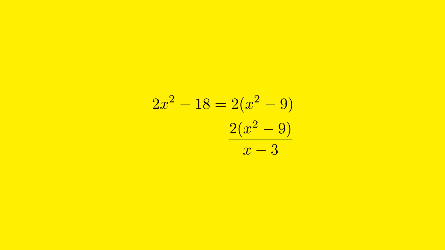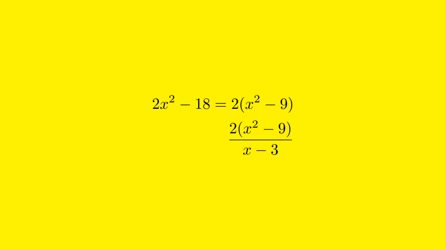Step 1. The first thing we need to do is to factor the numerator. Let's look at the expression 2x² − 18. We start by finding the greatest common factor, or GCF, of 2x² and 18. The GCF is the largest number that can evenly divide both terms. For 2x², the factors are 2 and x². For 18, the factors are 2 and 9. So, the GCF is 2.